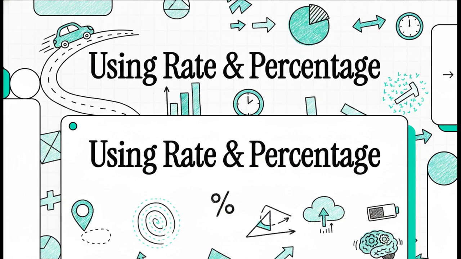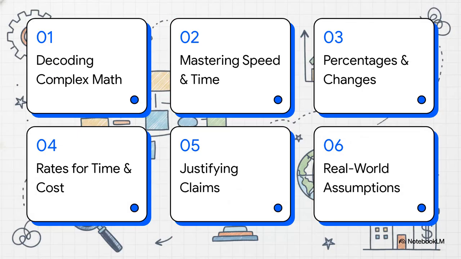We're going to look at how different mathematical tools, like rate, percentage, and time, all seamlessly connect to solve actual, real-world scenarios. Here's the roadmap for today's explainer. We're going to cover decoding complex math questions, mastering speed and time, percentages and changing values, rates for time and cost, justifying claims with calculations, and finally, real-world assumptions and checks.